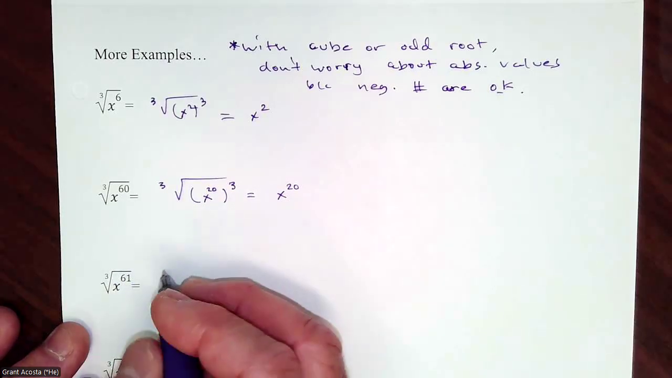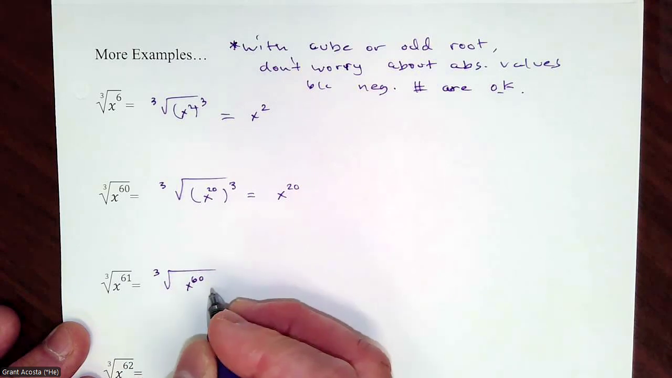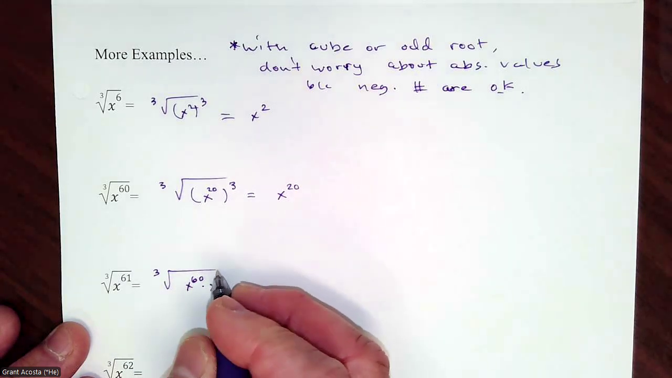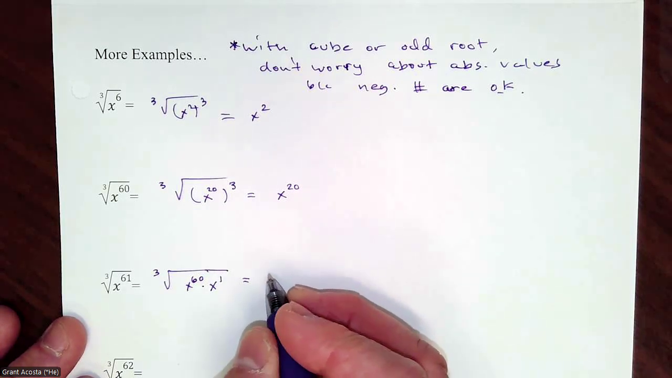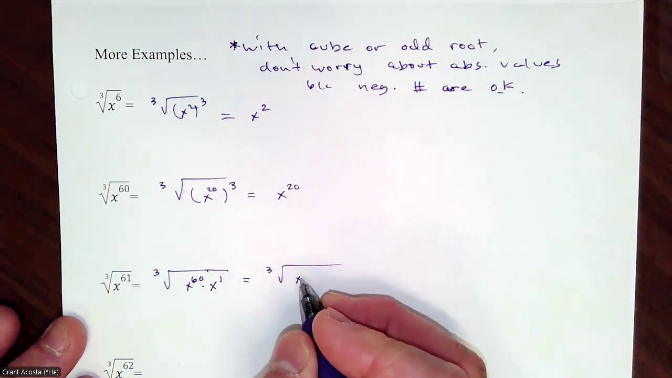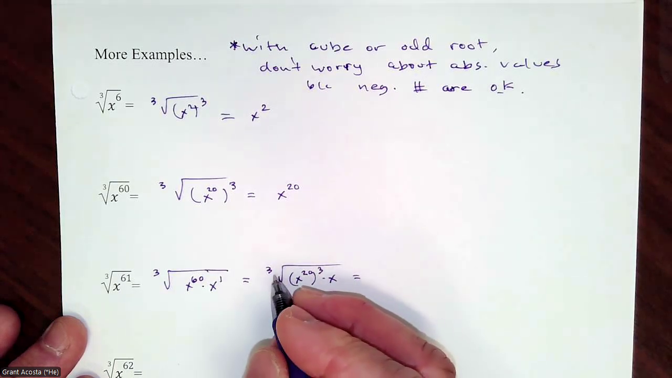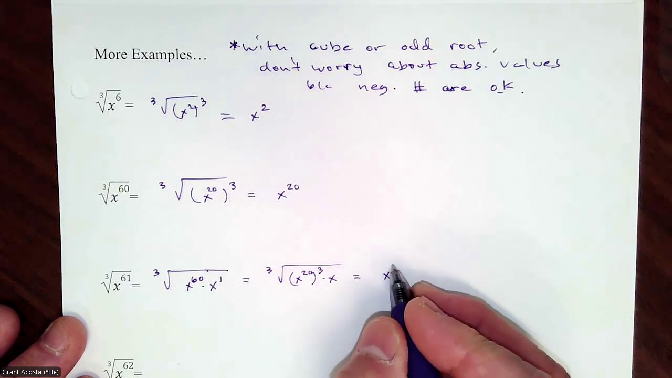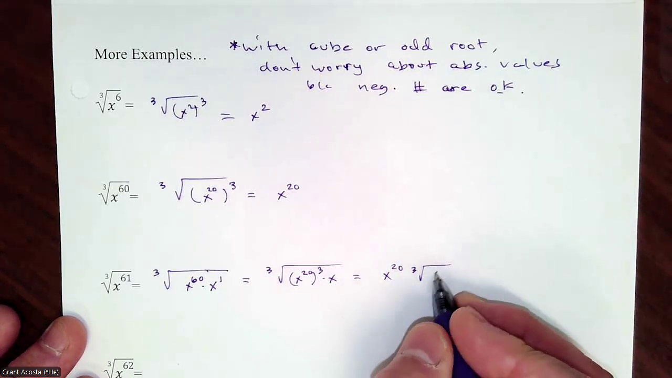Now, what if it's not an even multiple of 3? Then I'm going to do the same idea I did with square roots, where I'm going to break up x to the 61st as x to the 60th times x to the first, and then think of this as x to the 20th cubed times x. This just becomes x to the 20th, and because I don't have a perfect cube there, I have to leave that inside the cube root.